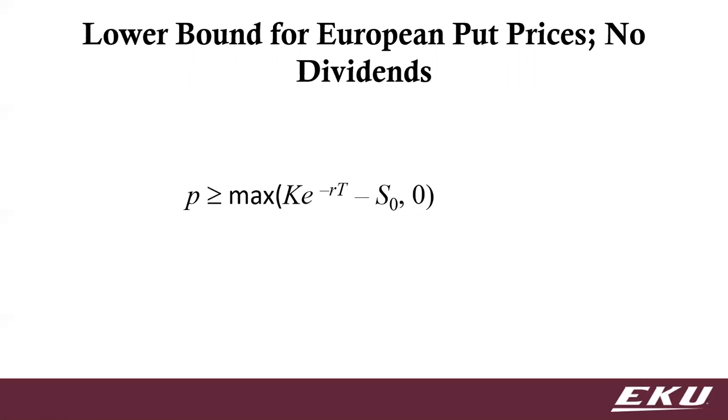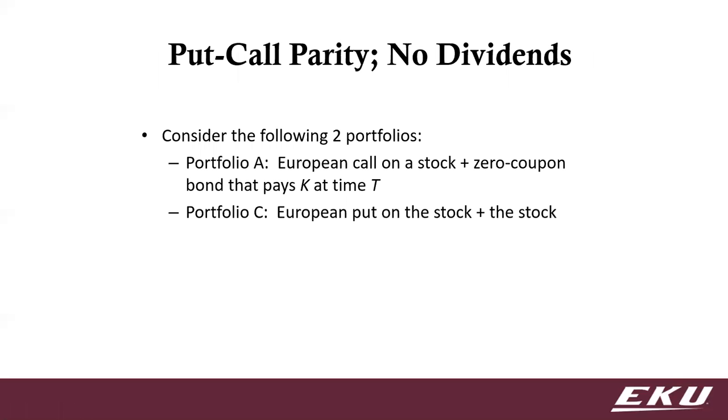Okay, so the reason we're talking about the bounds for these is because we would expect the market to try to get rid of any mispricing that occurred. And because of that, we have what we call put-call parity, where these prices will have to converge. So we're looking at 2 portfolios: a call on a stock plus some zero coupon bond that pays the strike price, K, at time T.